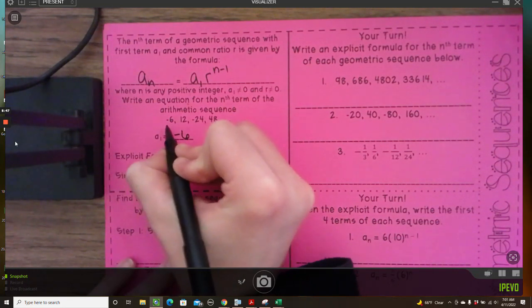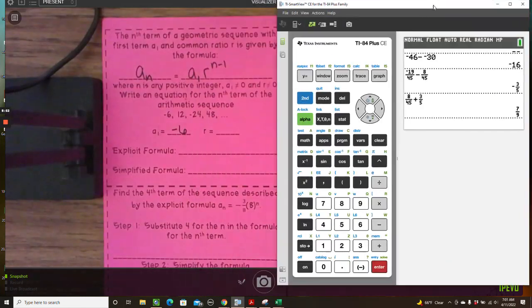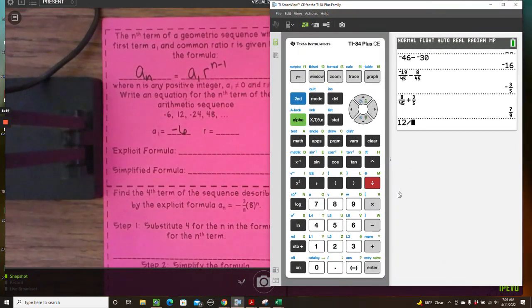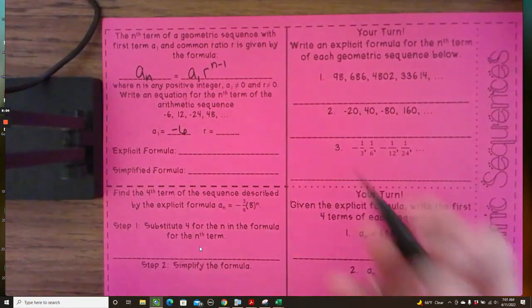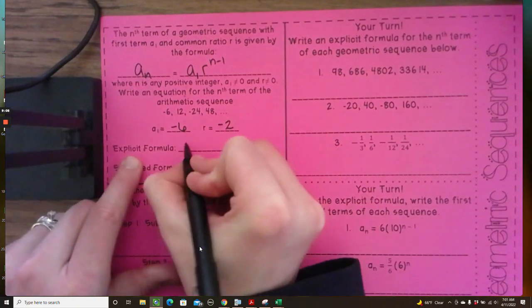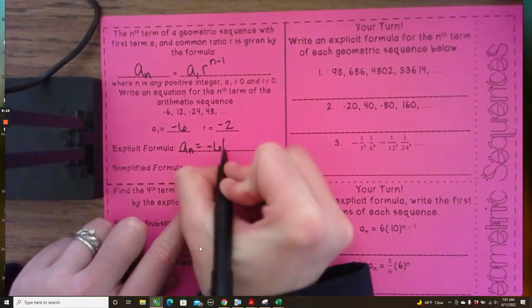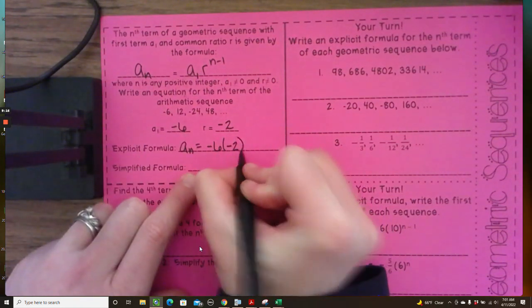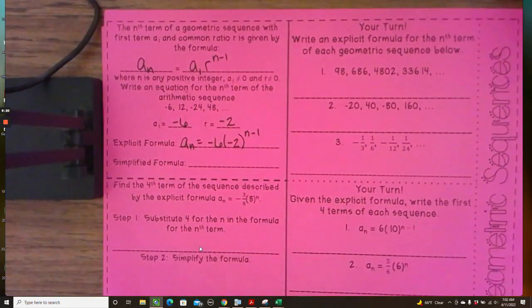Then we have to decide, what did they do to negative 6 to turn it into a 12? You can work backwards the same way. You can do 12 divided by negative 6, negative 24 divided by 12. And so our r value, our common ratio here, is a negative 2. So using our template, a of n equals a1, which is negative 6, times r, which is negative 2, to the n minus 1. Now we can simplify this one down.